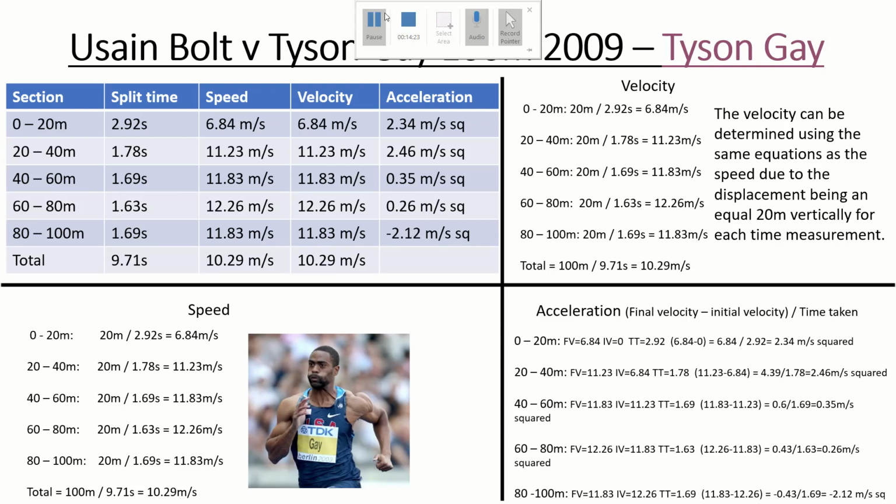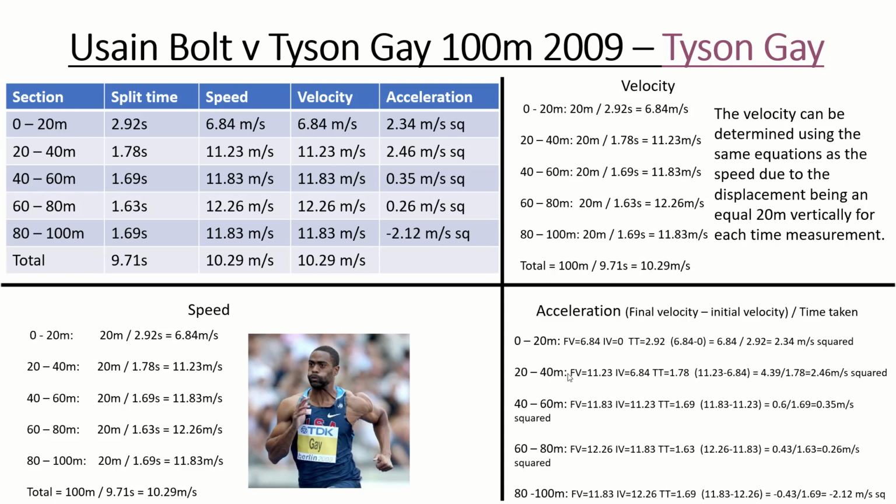From then on, we can view his speed as a whole total of the race, as he ran 100 meters divided by 9.71 seconds, which gives us his overall time. This gives us his speed throughout the race being 10.29 meters per second. Again, his velocity is exactly the same as Bolt's, as they both perform in a 100 meter sprint, which is in a straight line with no direction changes. His velocity will be the same as his speed.